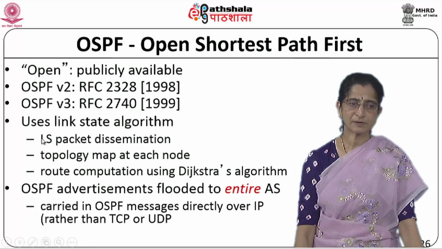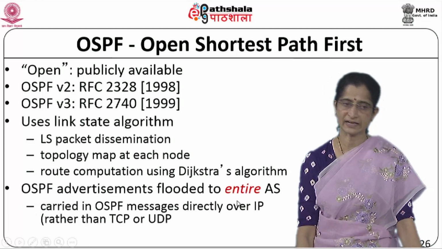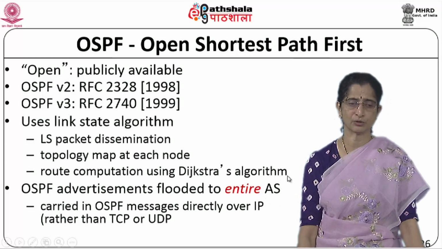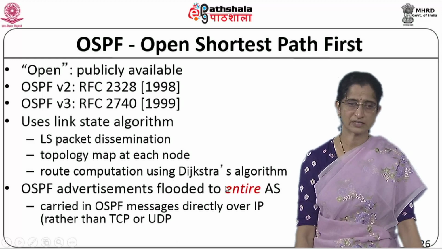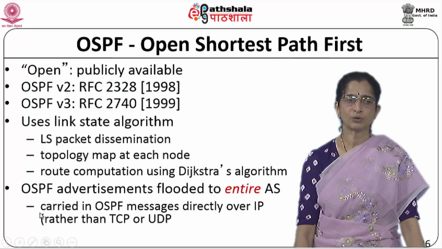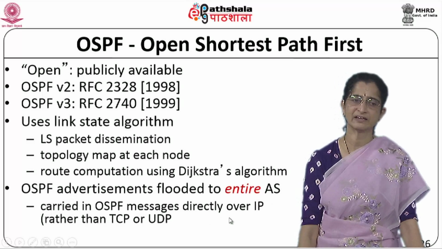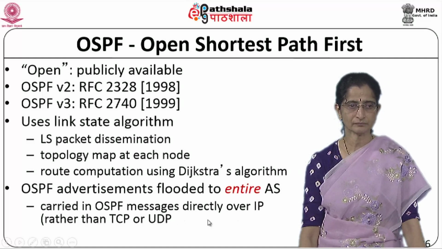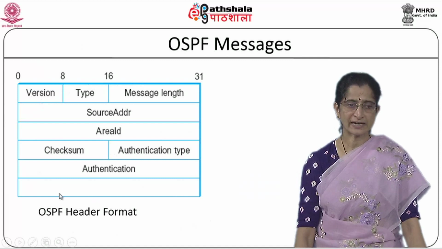So it uses special messages called OSPF advertisements, which are flooded onto the entire domain or the autonomous system as it is normally called. The domain over which the routing protocol is run is called an autonomous system. So these OSPF advertisements are carried in OSPF messages, which are directly carried by IP rather than on TCP or UDP.